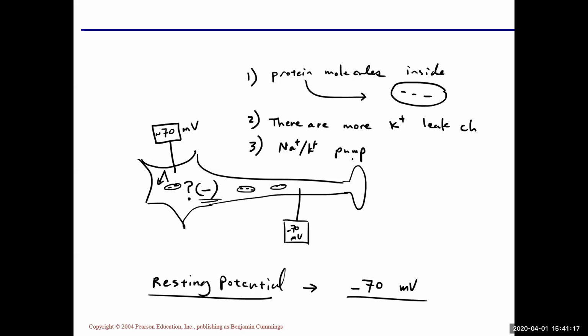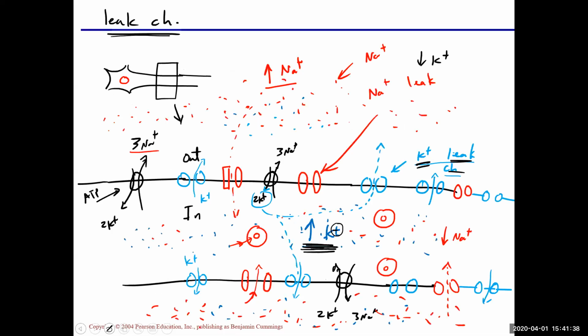We have these pumps all over. So all of these three are why the inside of the neuron is negative. All right. So the sodium-potassium pump pumps 3 sodium out as opposed to 2 potassium in. So again, it is pumping more positive ions out. So it makes sense for the nerve inside to be more negative and the outside to be positive.